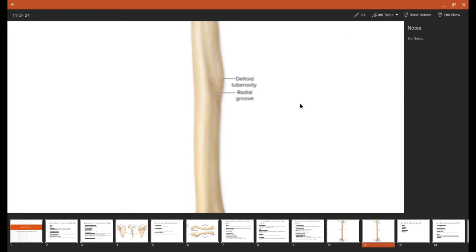And now we can see our new feature right here, which is going to be that radial groove. And that's this structure right here. So just that groove on the posterior side. And that's where something called the radial nerve is going to run through.